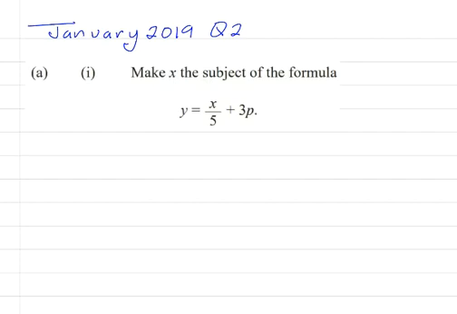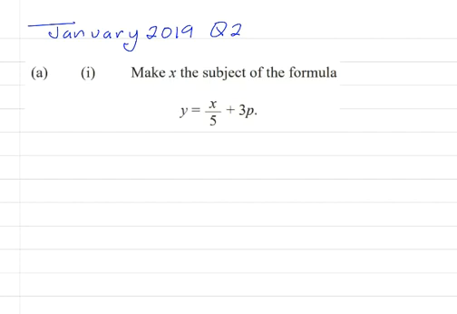All right, this is January 2019, question number 2. It is asking us to make x the subject of the formula. Right now this is an equation, or a formula, and a formula is an equation, and right now y is the subject.